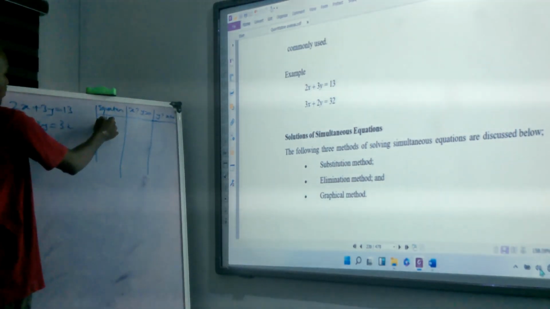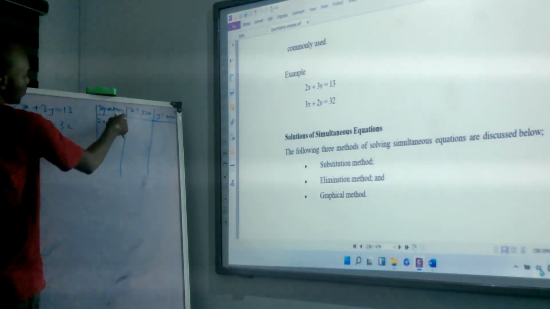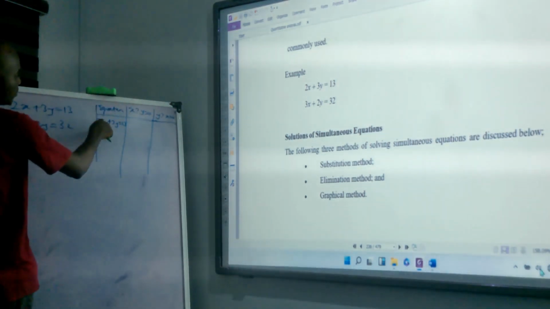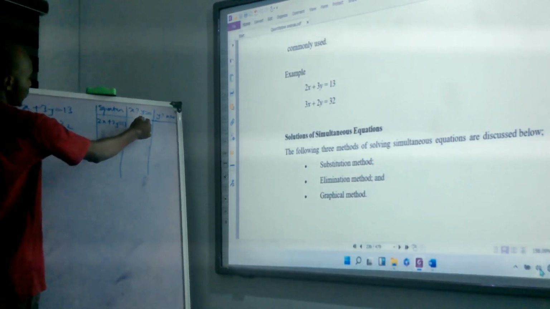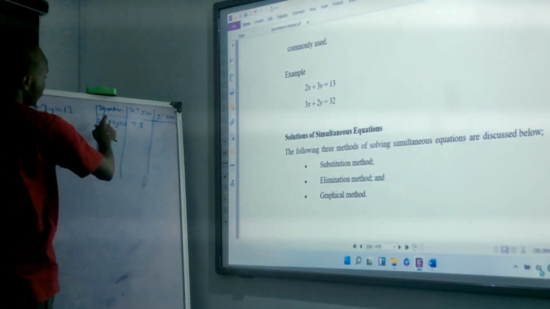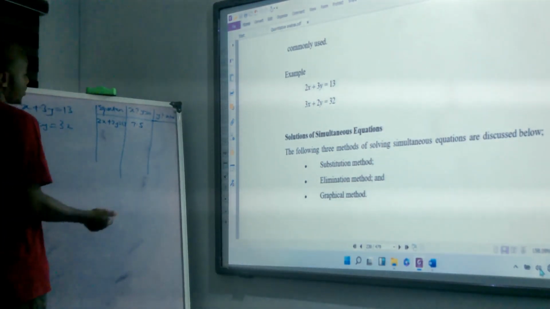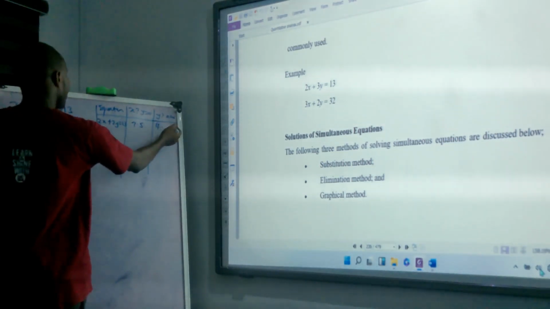Here is 2x plus 3y equals 13. When y is 0, 3 times 0 is 0, so 2x equals 13, we have 6.5. When x is 0, 2 times 0 is 0, 13 divided by 3 will give us 4.3.